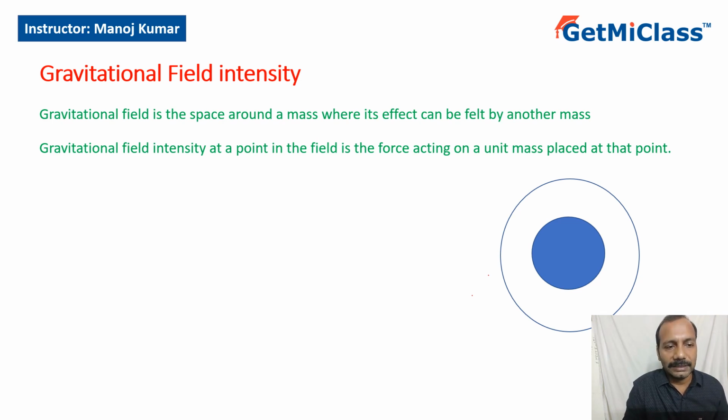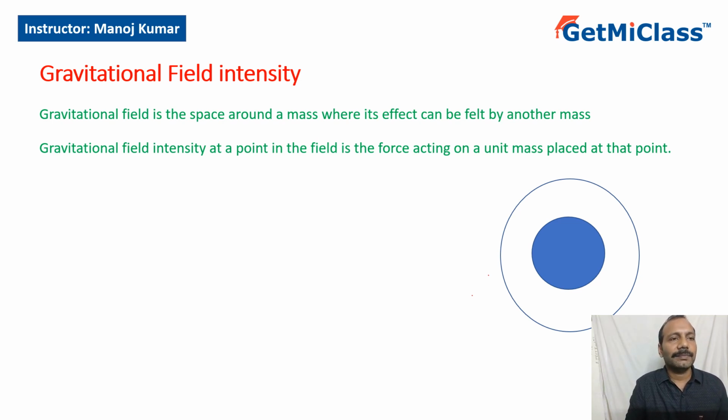Right? So similarly, if I bring another mass near, let's say Earth's surface or any other mass, if that mass can experience the gravitational force due to the first mass, then it is inside the gravitational field of the first mass. Otherwise, it is outside the gravitational field of the first mass. So that is why we define gravitational field to be the space around a mass where its effect can be felt by another mass. Now that's how we have defined field.